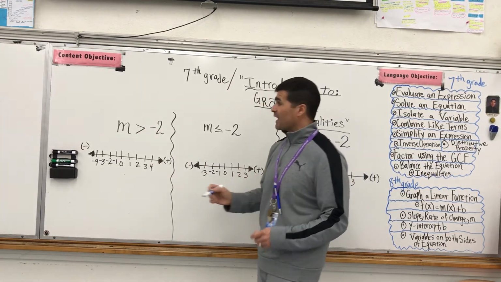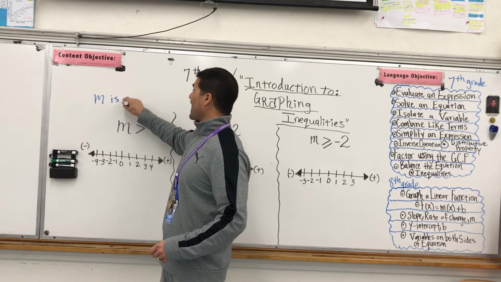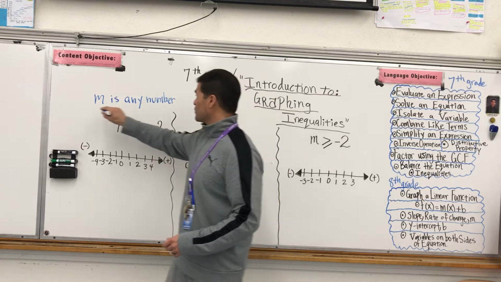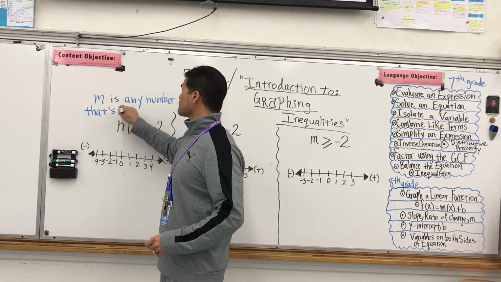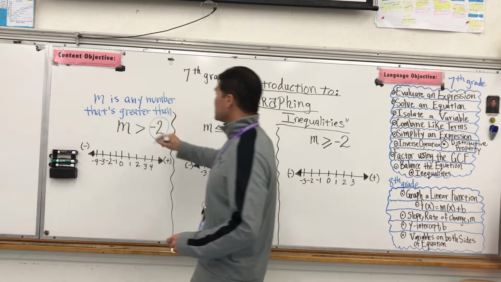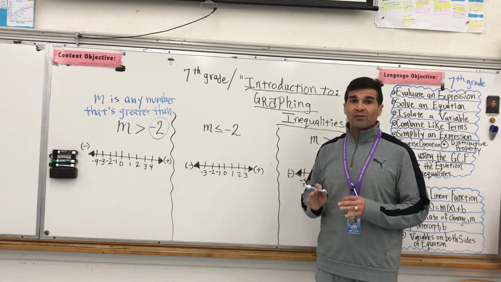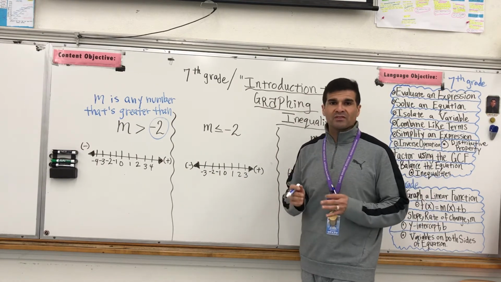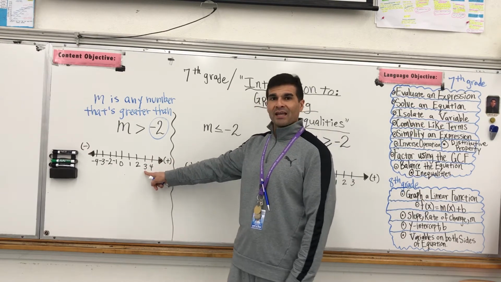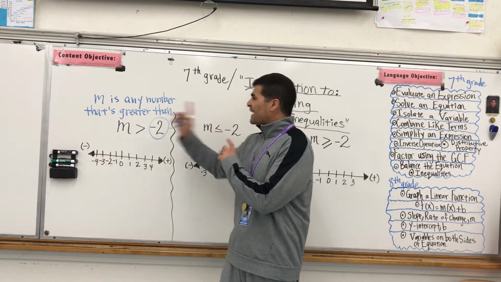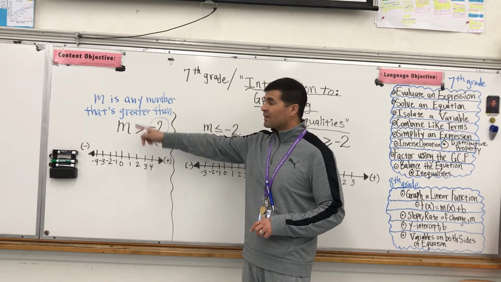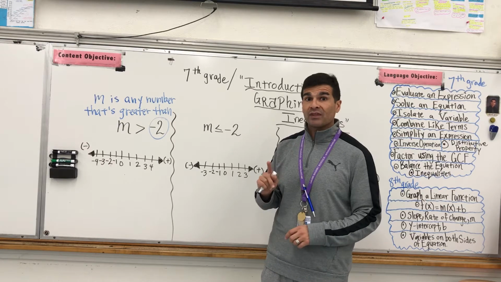But we definitely want you to understand that m is any number that's greater than -2. As long as m is any number greater than -2, we need to know what numbers those are. Well, isn't 4 greater than -2? Of course it is. Isn't 3 greater than -2? Of course it is. Well, can m actually be -2? No. This sentence says because of this inequality that m has to be any number greater than -2.